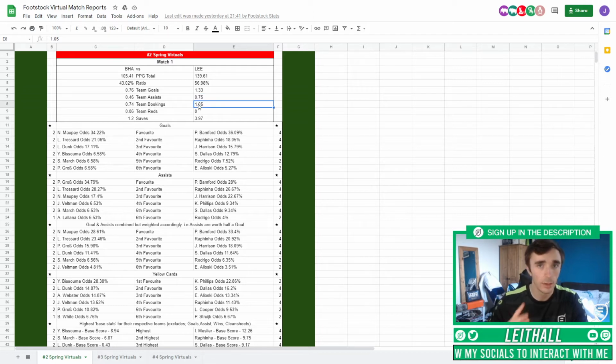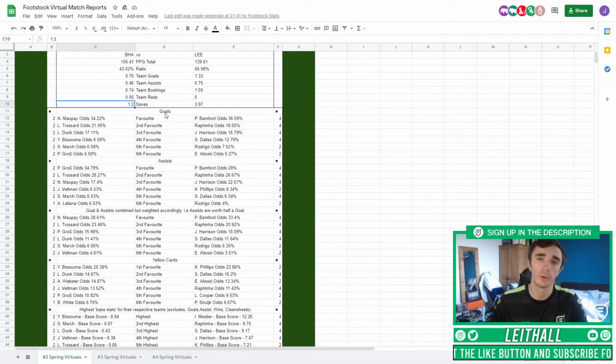Team bookings. Bookings, of course, are something you want to avoid if possible, or certainly take into account, as they have a negative effect on a player's score. You've then got saves as well. This is very important when you are looking into the defensive side of a team and also selecting a goalkeeper. As you move down, we now move into the more individual based stats.